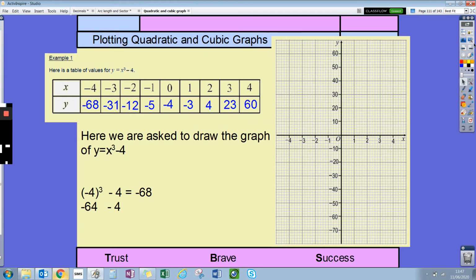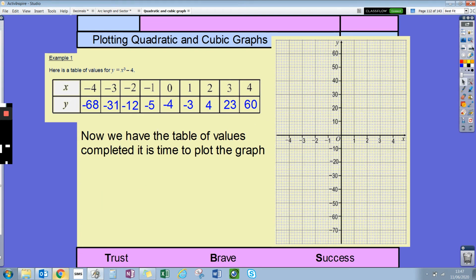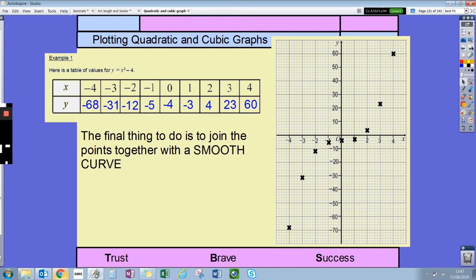So we've completed the table of values, and now we're going to plot them on the graph. So 4, 60; 3, 23; 2, 4; 1, minus 3; 0, minus 4; minus 1, minus 5; minus 2, minus 12; minus 3, minus 31; and minus 4, minus 68. And then again, join them together with a smooth curve. Just something you need to be careful of here is this y scale. There's only 5 little squares, but there's 10 numbers, so each square represents 2.